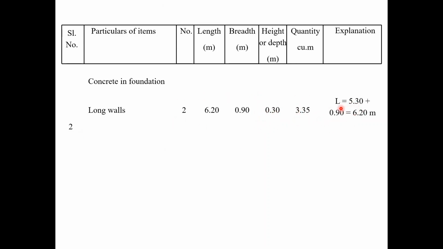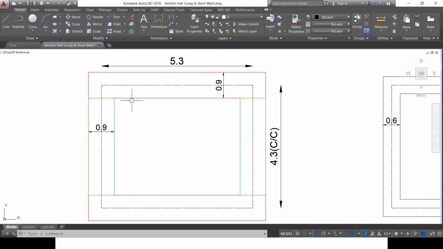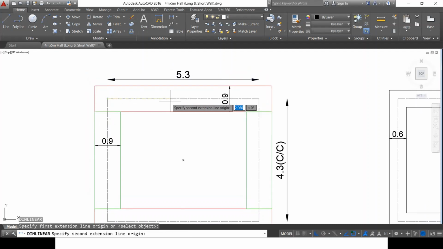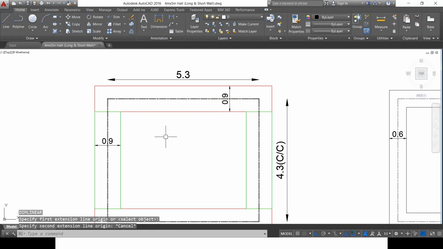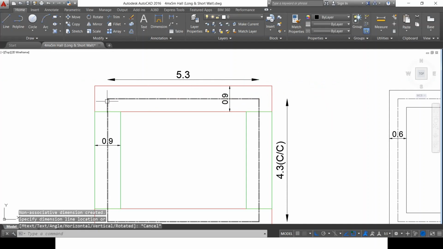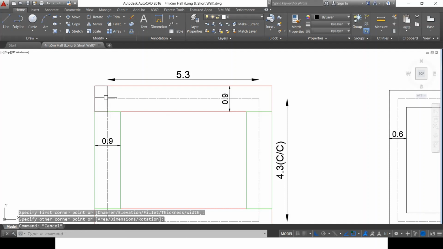And the explanation: how did we arrive at the length? 5.3 meter is the center to center distance, plus 0.9 by 2 plus 0.9 by 2. Here I have 5.3 plus 0.9 by 2 plus 0.9 by 2. 5.3 is the distance from the center of this wall to the center of this wall, from here to here, 5.3 meters. And I need to do the concreting on this end and this end also, which I have left out already. I'm going to highlight it here. This portion I have not considered because that is not a part of the center line. That is the center to center distance.